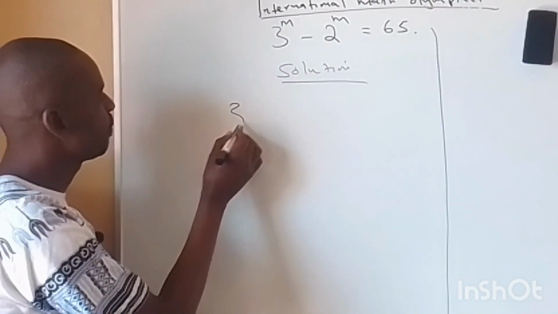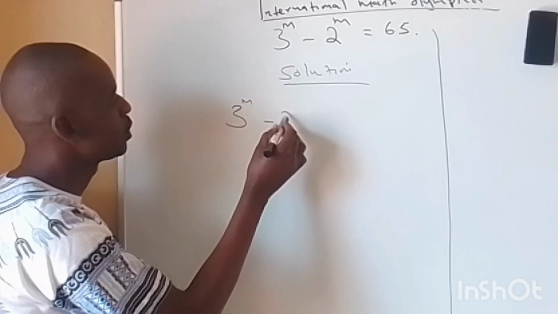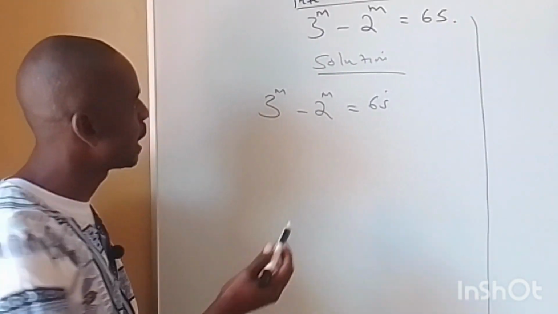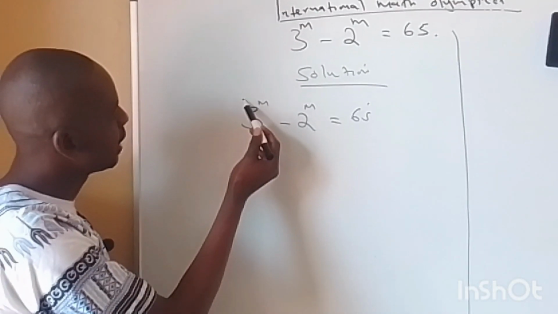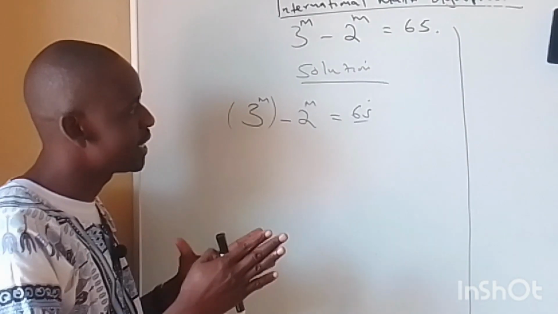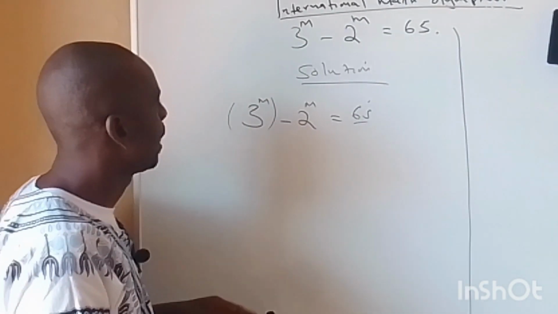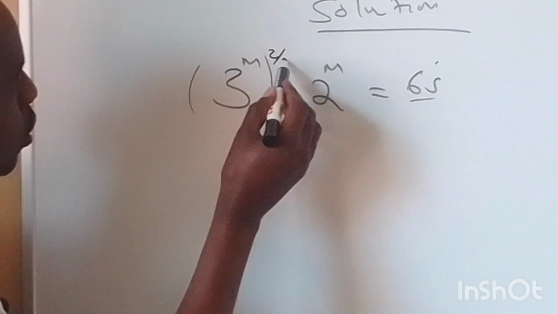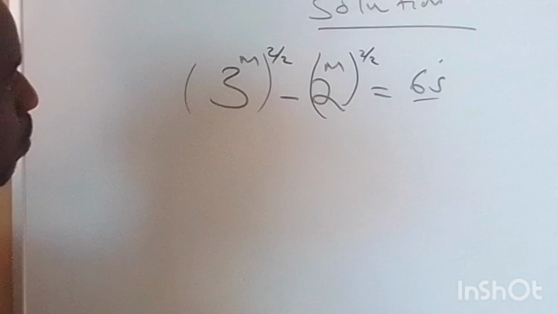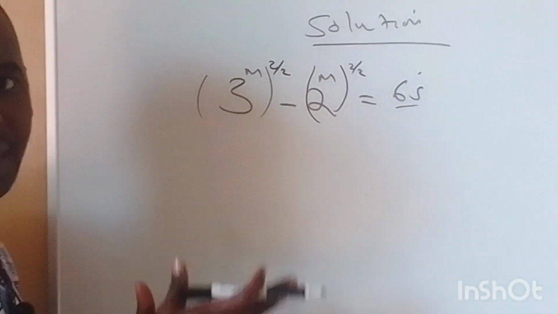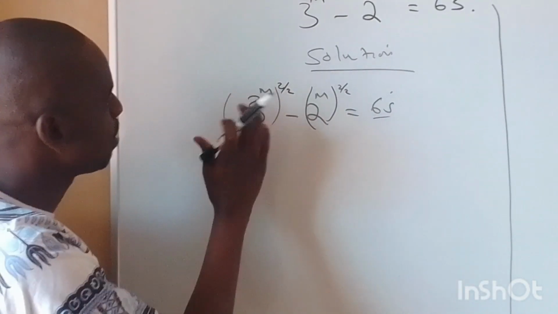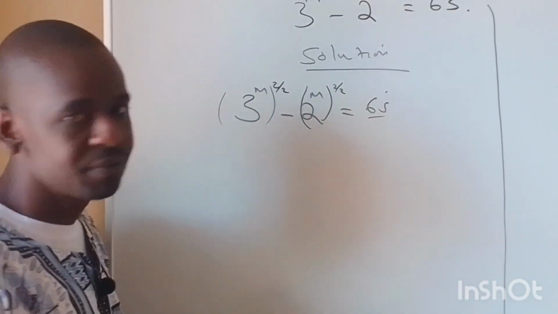So let's look at the question very fast. We have 3 raised to m minus 2 raised to m is equal to 65. Now the first step, if I square each and every value here, then 65 squared is going to be a very big number. So what I want to do here is to raise this one to 2 over 2, and this one also 2 over 2. So 2 over 2 is 1, which means I haven't interfered with this equation, because the number is raised to 1.